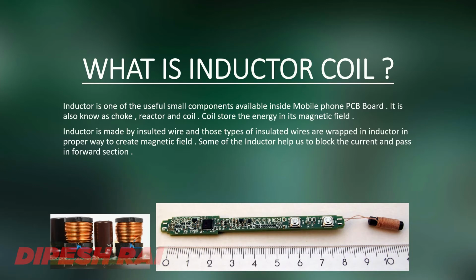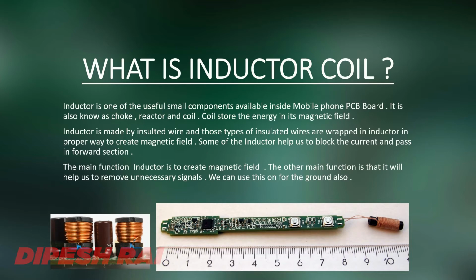The main function of an inductor is to create a magnetic field. The other main function is that it helps us to remove unnecessary signals. We can use it for grounding also. In some cases we can use an inductor as a ground, and it will help us to create the magnetic field. That's why the inductor coil is one of the important components available inside our mobile phone PCB board. The measurement unit of the inductor is Henry, which is denoted by the capital letter L.